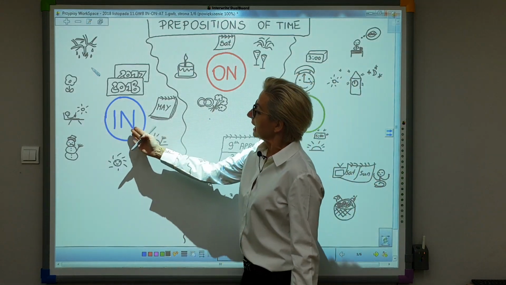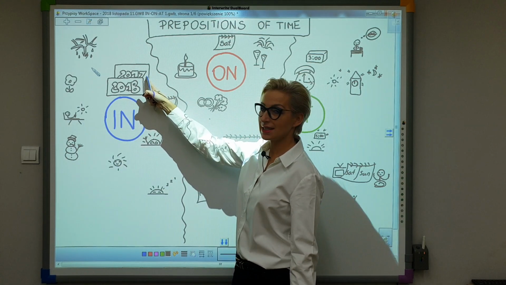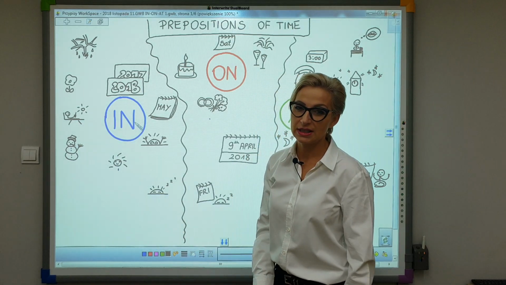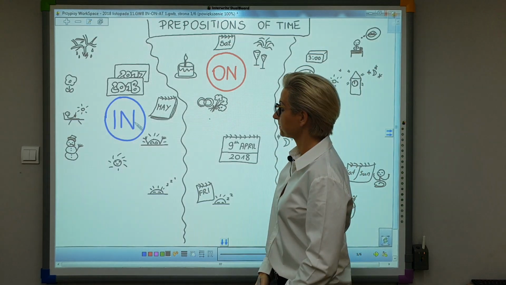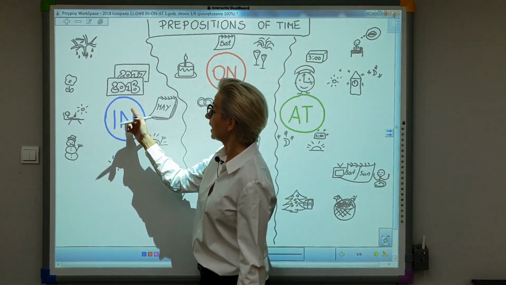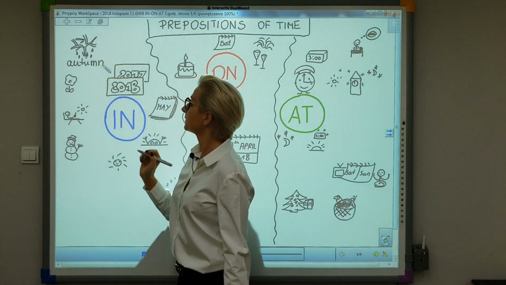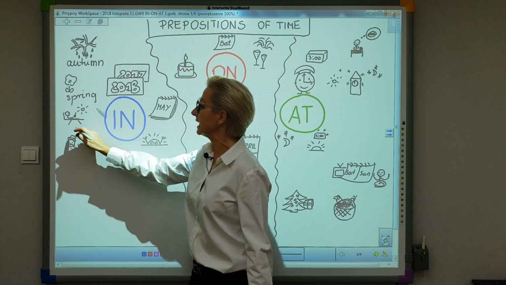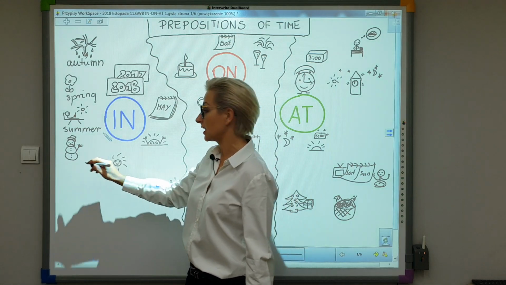Follow me. In is connected with years. That's why we say in 2017, in 2018, in 1971, in 1826, and so on and so forth. Years are divided into seasons. That's why we say in autumn, in spring, in summer, and in winter.